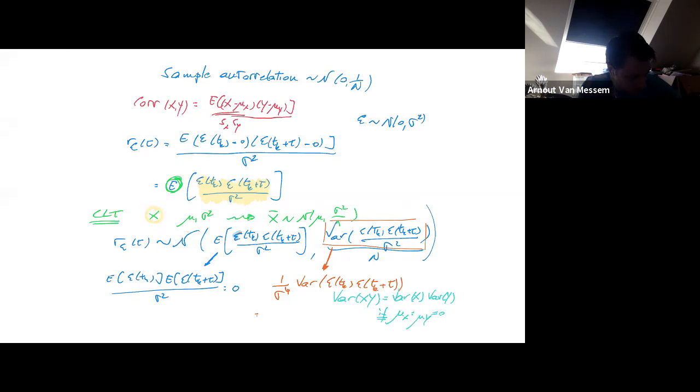So this would then be 1 over sigma to the power 4, the variance of epsilon tk, times the variance of epsilon tk plus tau. And then we know that for this, the variance is sigma squared for each of them. So it's 1 over sigma to the power 4 times sigma squared is 1. And so here, this one becomes 1 over n in total. So that's the reason why our autocorrelation follows a normal distribution.